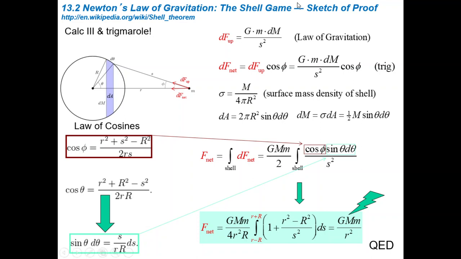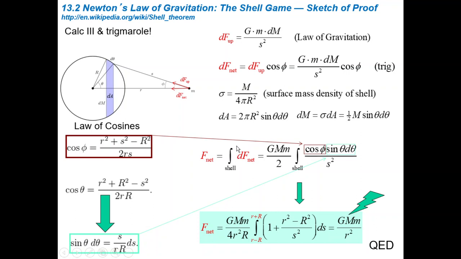So, dF is equal to G times M multiplied by dm over s squared. This is the law of gravitation. So dF net is equal to dF up cosine theta, which is G times M times dm over s squared cosine theta. This is the trigonometry. Let's say sigma is equal to M capital over 4 pi R squared. This is the surface mass density of the shell. dA is equal to 2 pi R squared sine theta d theta. dm is equal to sigma dA, which is 1 over 2 M sine theta d theta. Don't forget that theta is just the angle, okay? Don't forget it.